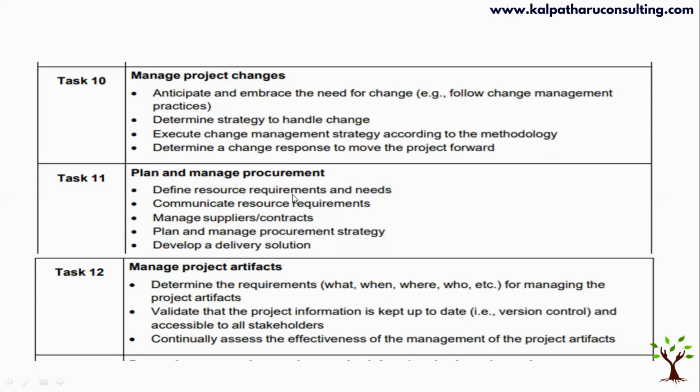Define resource requirements and needs, communicate resource requirements, manage suppliers and contractors, plan and manage procurement strategy, develop a delivery solution. So basically, how are you going to plan and manage your procurement? As a first step, you're going to check what resources are required. Through estimate activity resources, you come out with the resource requirements, and you're going to analyze which resources are available within the organization.